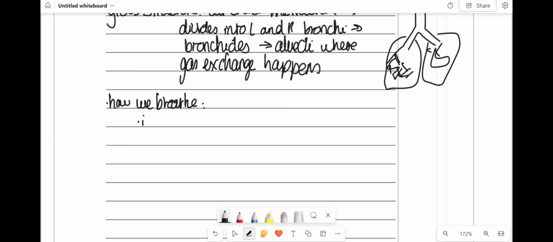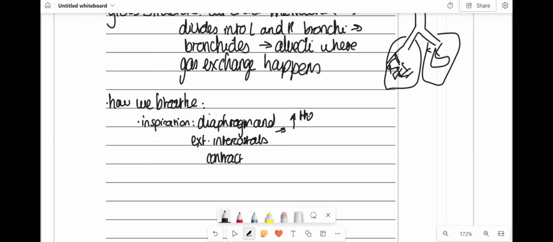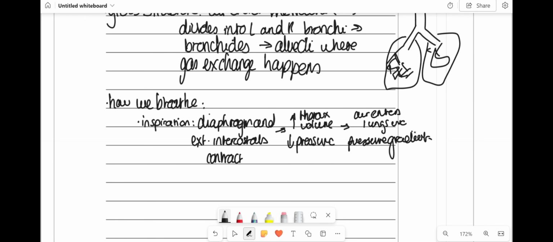This process is called inspiration, which is breathing in. What happens is the diaphragm and external intercostals contract. What that then does is it increases the thorax, or the ribcage volume, and it will decrease the pressure. So then air enters the lungs via a pressure gradient.